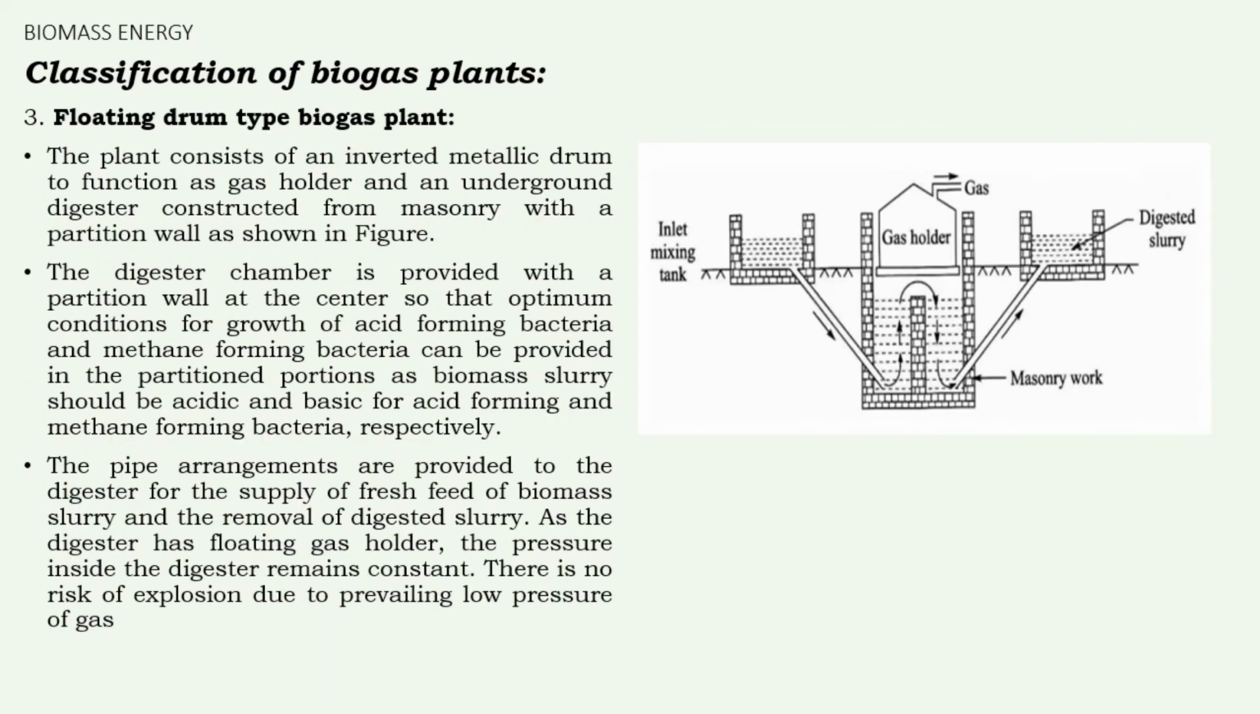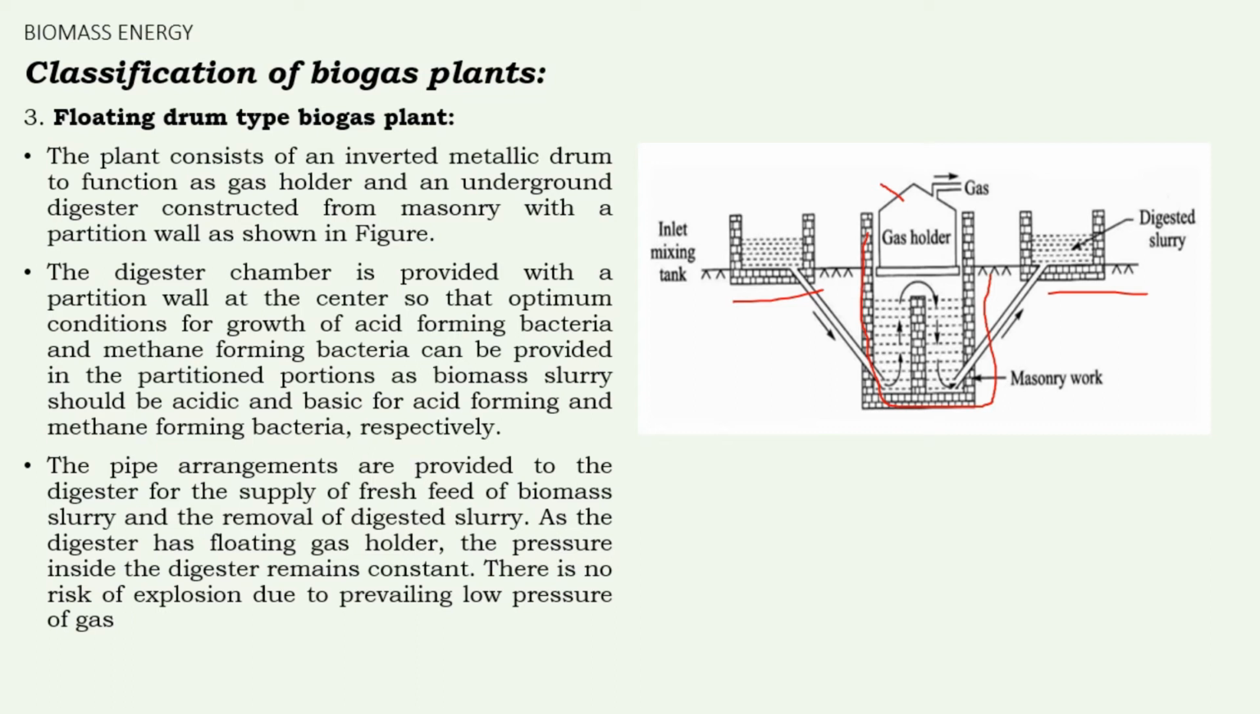Next one is the floating drum type biogas plant. You can see from the sketch, and we already discussed this sketch previously. So we have the inlet mixing tank here. This is the overflow tank, where the digested slurry gets collected, this is the digester, and this is the gas holder. The plant consists of an inverted metallic drum to function as the gas holder, and an underground digester constructed from masonry with a partition wall as shown in the figure.